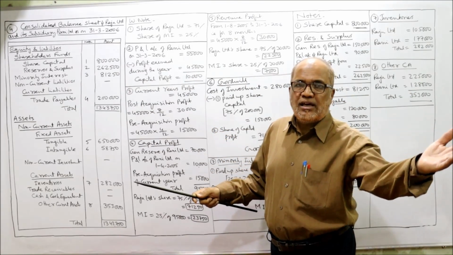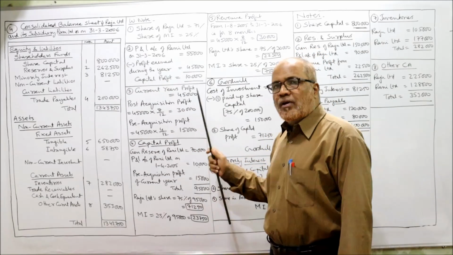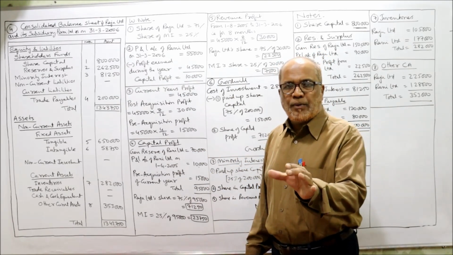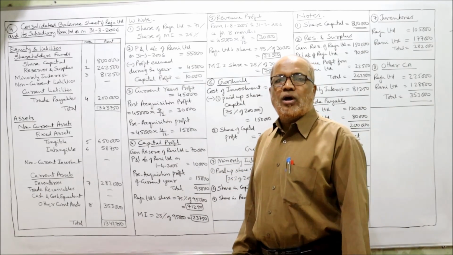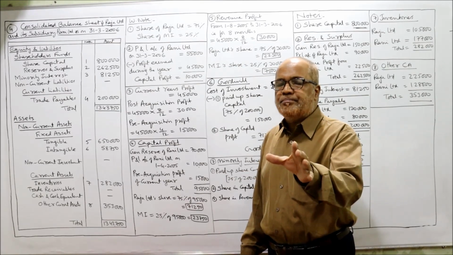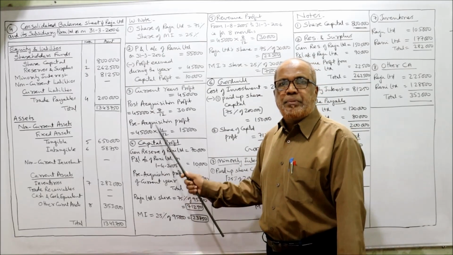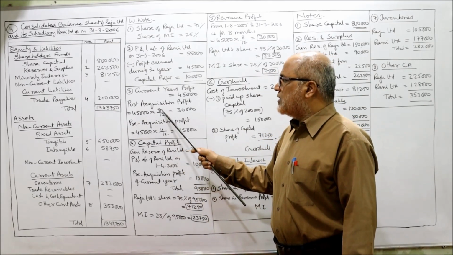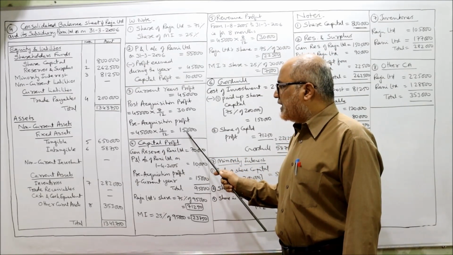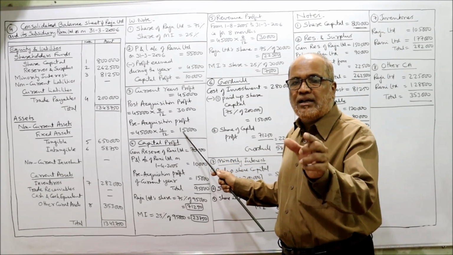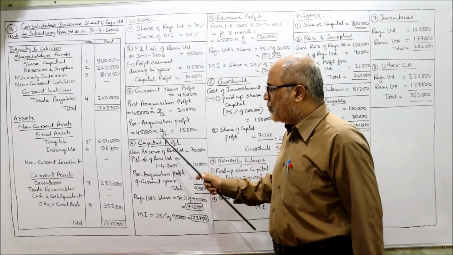So before this year, 10,000 rupees was the capital profit. Now current year profit is 45,000. In this, the date is given as 31st July when the shares were purchased. So 8 months are post-acquisition, 4 months are pre-acquisition. So 45,000 into 8 by 12, 30,000 is post-acquisition and 15,000 is pre-acquisition. Current year 45,000 profit we have divided into pre-acquisition and post-acquisition.